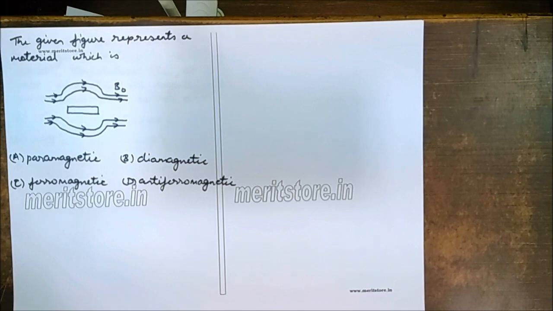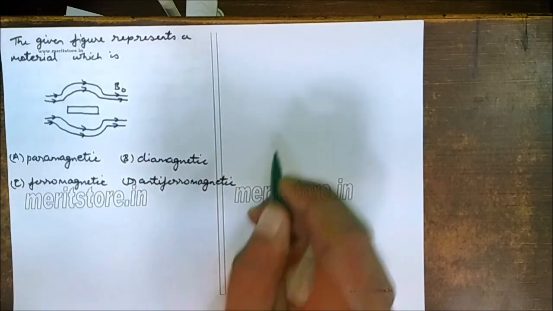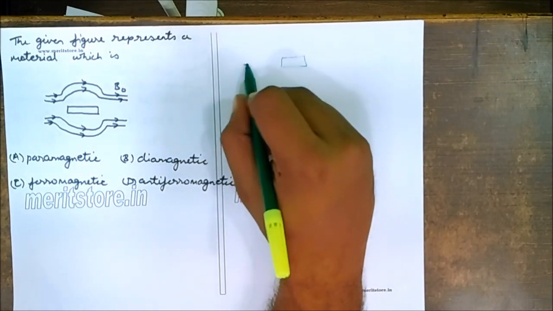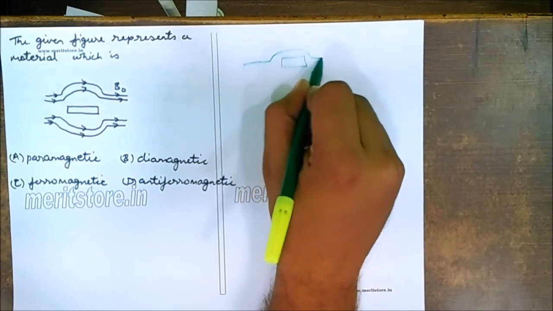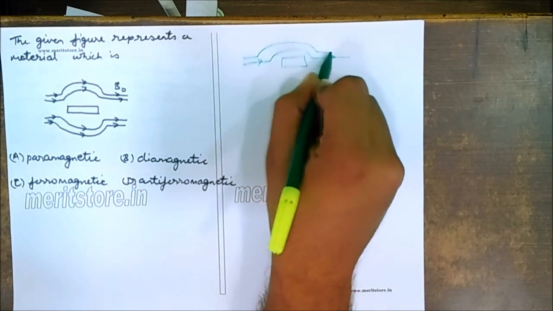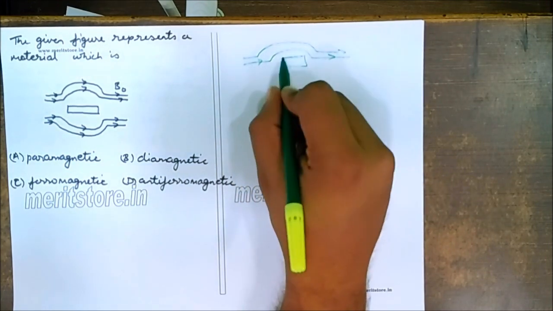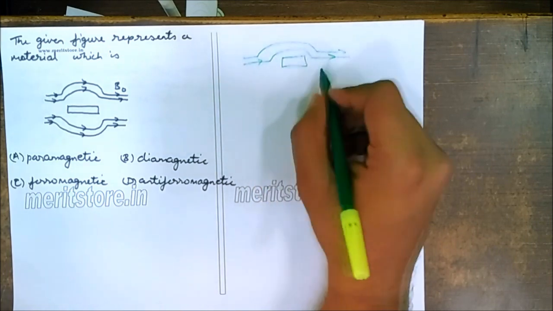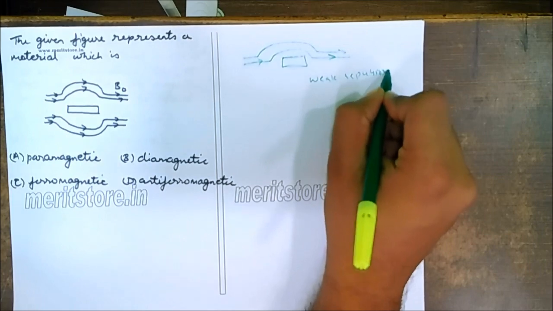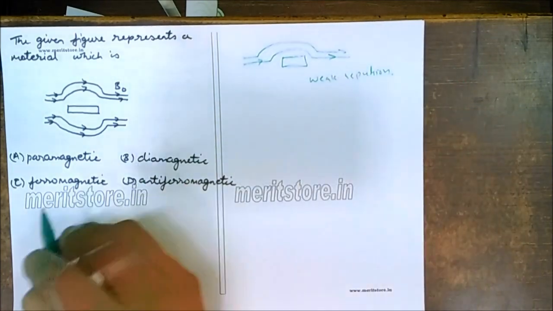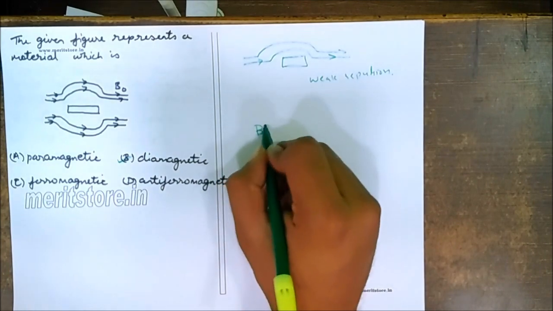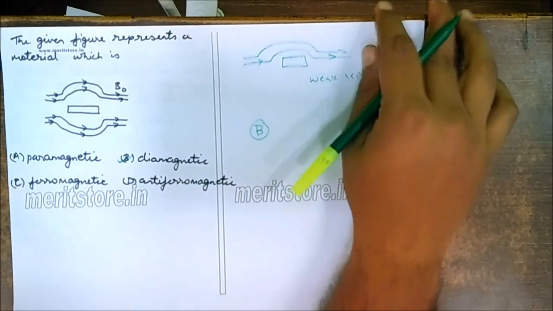The given figure represents a material which is okay. Now we can see the lines of force are repelled and then going around, so we can directly say that the lines of force are getting weakly repelled. Weak repulsion is observed only in diamagnetic substances. Option B.